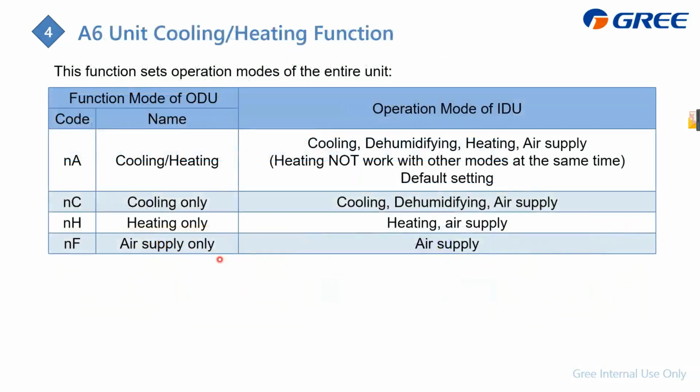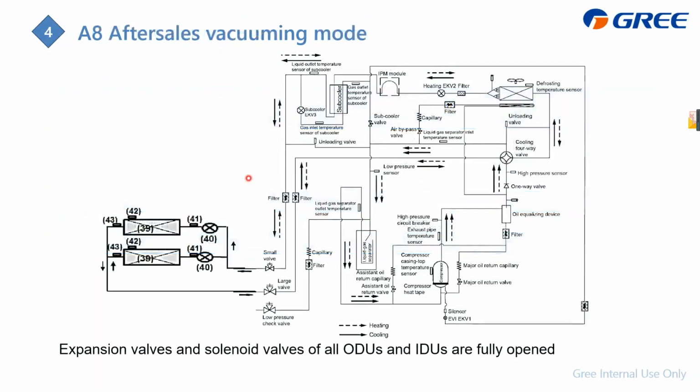And A6 is the unit cooling or heating function. It means we can set our unit, even the heat pump unit, in cooling only mode, or heating only, or air supply only. Okay. The default setting is NA, which is the cooling and heating unit.